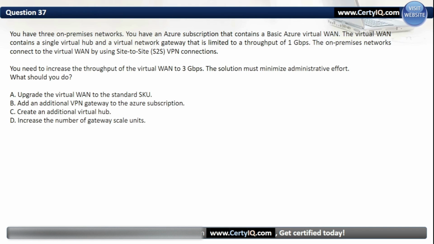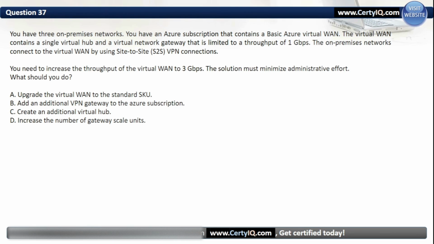Question 37. You have 3 on-premises networks. You have an Azure subscription that contains a basic Azure Virtual WAN. The Virtual WAN contains a single virtual hub and a virtual network gateway that is limited to a throughput of 1 Gbps. The on-premises networks connect to the virtual WAN by using site-to-site VPN connections. You need to increase the throughput of the virtual WAN to 3 Gbps. The solution must minimize administrative effort.